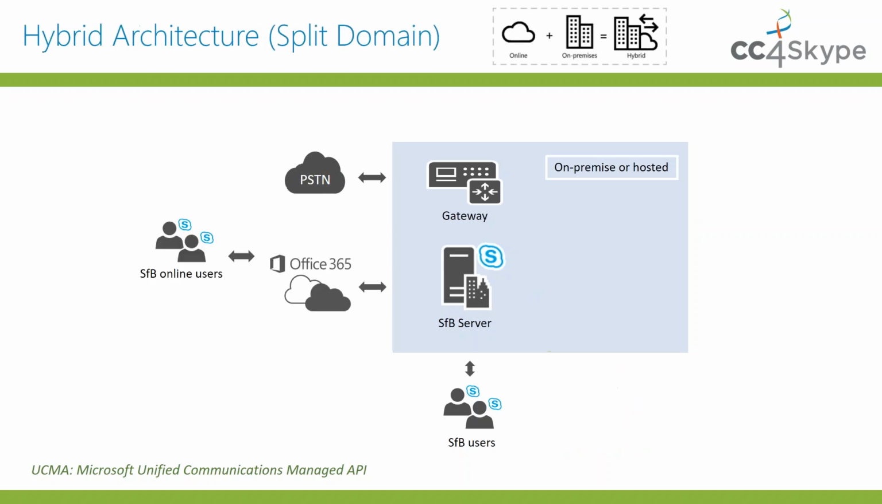The second architecture, which is quite commonly used, is the hybrid architecture. Microsoft calls it split domain, which means that you have one tenant which is split between Office 365 and Skype for Business on-premise or private hosted, where the PSTN connection still is at the customer with the gateway. And some of the Skype for Business users are hosted on Skype for Business server on-premise or private hosted, and other Skype for Business users are purely online.